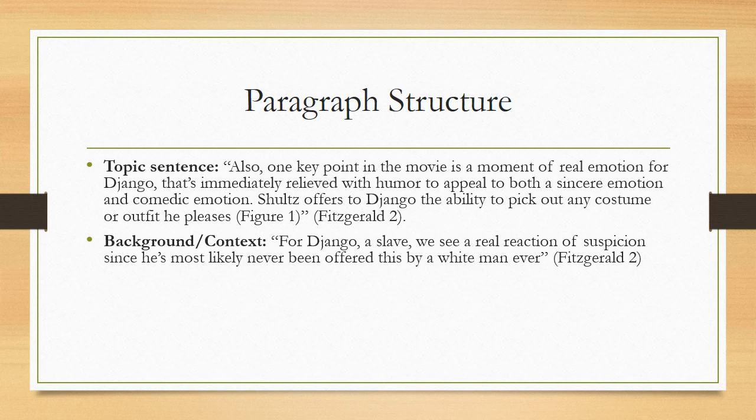Now, slavery is fairly common knowledge, so we could assess this on our own, but this is a good example of a student doing what I mentioned earlier about being very, very clear. It's fairly obvious after we read this sentence that Django never had this opportunity before to pick out his own clothing. But if the student, hypothetically, didn't have the second sentence, would we think of that on our own? Maybe. There's a chance, but it's not a given.